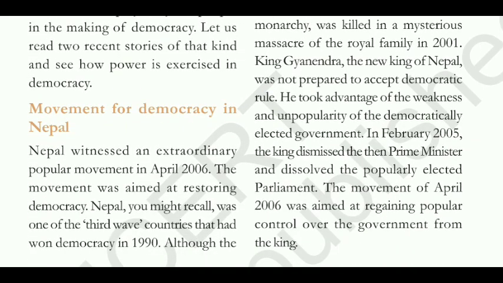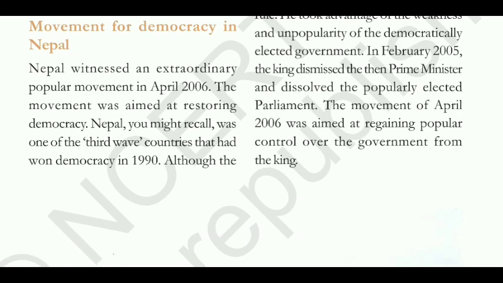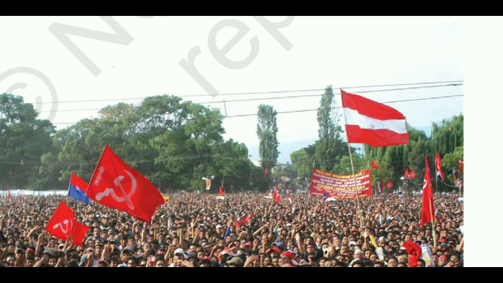King Gyanendra, the new king of Nepal, was not prepared to accept democratic rule. He took advantage of the weakness and unpopularity of the democratically elected government. In February 2005, the king dismissed the then prime minister and dissolved the popularly elected parliament. The movement of April 2006 was aimed at regaining popular control over the government from the king.